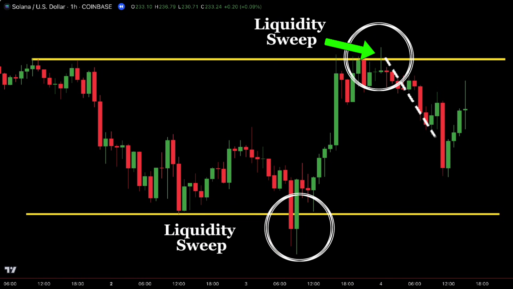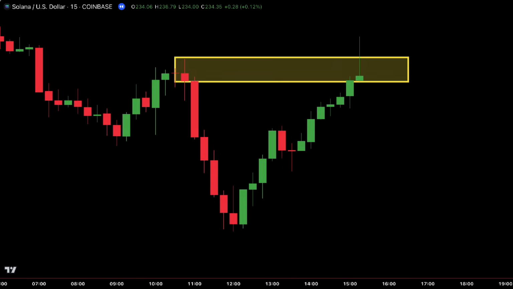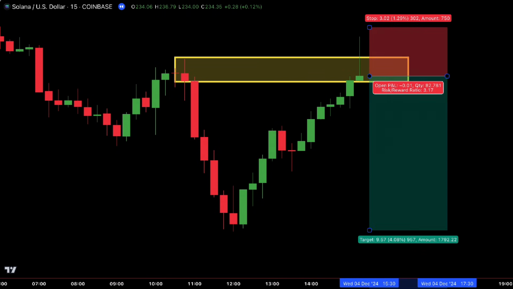Alright, now let's return to the 15-minute chart. With all confirmations in place, it's time to set up the trade. Place your sell order at the candle that closed back inside the supply zone after the liquidity sweep. This ensures you're entering with institutional backing. Set your stop loss just above the high of the liquidity sweep. This protects you from any unexpected moves while keeping your risk minimal.